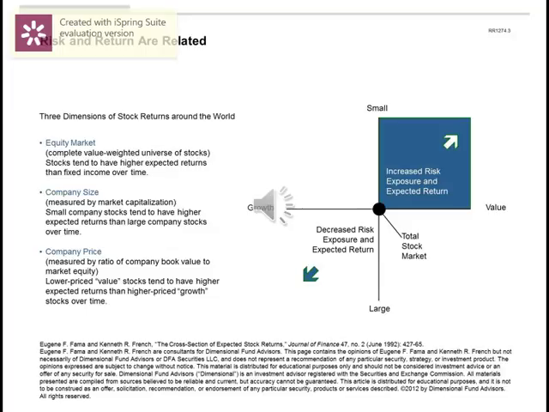The crosshair map above illustrates that tilting a portfolio towards small cap and value stocks increases the exposure to risk as well as the expected return.